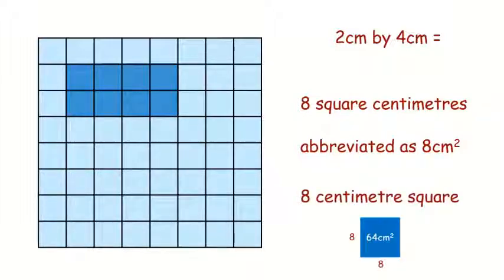This is an important point. We shouldn't really say 8 centimeter square. We should say 8 square centimeters, because 8 centimeter square can be misinterpreted as a square that is 8 centimeters long and tall, and obviously, as you can see, the area inside this square is 64 square centimeters, so it's a different kind of idea. So we must be careful how we say these answers. So 8 square centimeters is the thing.